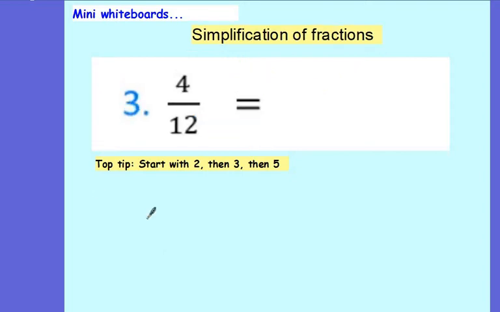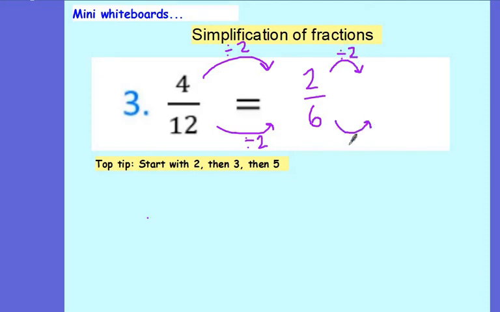How about now? Pause the video and have a go. There's lots of ways we could have done this. I'm going to start by dividing top and bottom by 2. That leaves me with 2 over 6. And then we could go again. We can divide top and bottom by 2 again, which would give me 1 over 3. There's no longer a number that goes into both 1 and 3, so we're finished. It's 1/3.